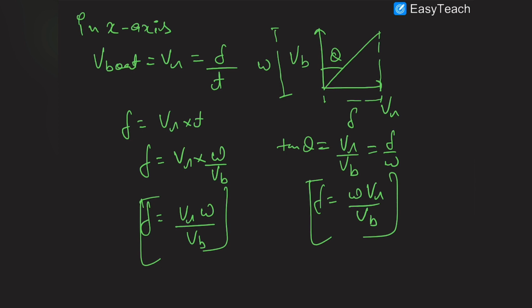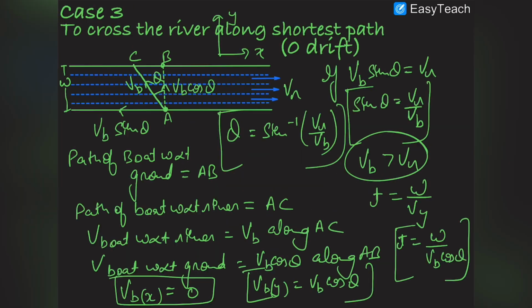What do I mean to say? That if Vb is less than Vr in this case, then Vb sin theta obviously cannot cancel Vr. So there would be some component of the river-boat velocity in x also in this case. So it would get drift somewhere like that, and we have to minimize that drift in the next case.